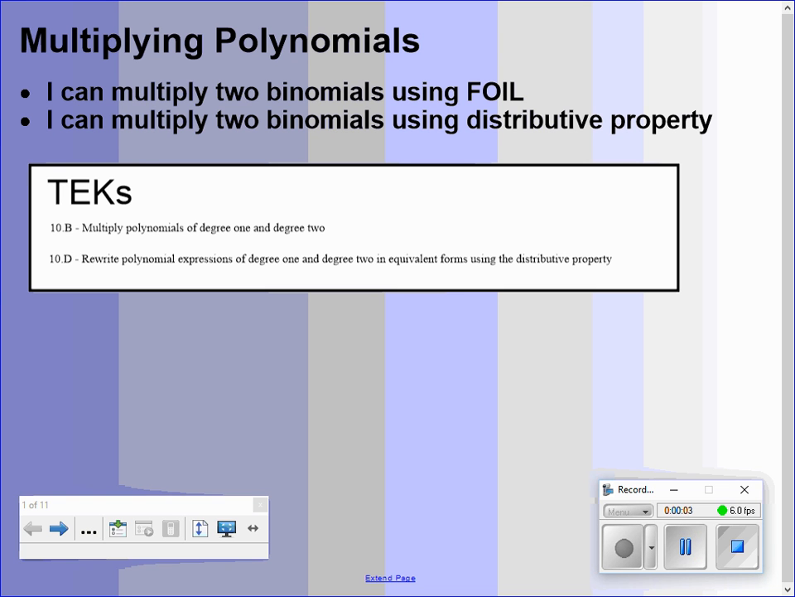In this video, we're going to be talking about multiplying polynomials. By the end, you should be able to multiply binomials using F.O.I.L. and using the distributive property.